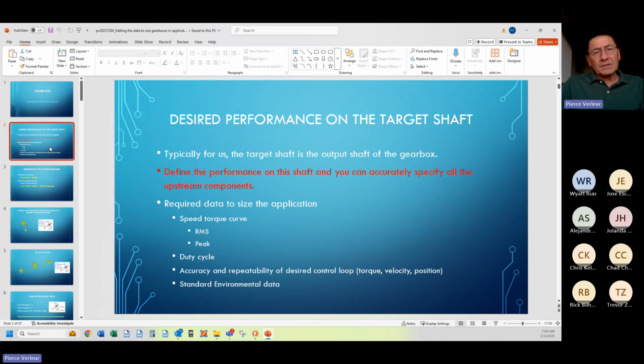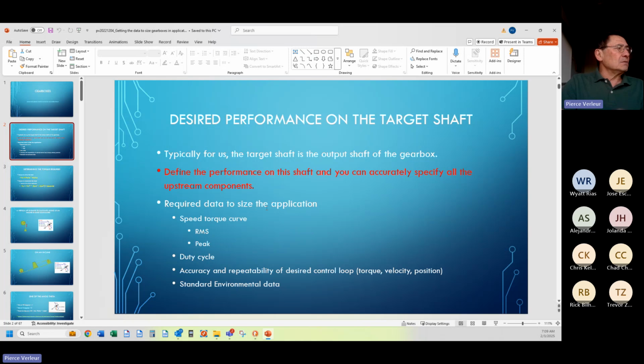And what's really important, especially if you're in the sales field, is that once you define the target shaft performance, you can then accurately specify all the components right on up to the three-phase power supply, or in the case of hydraulics, the hydraulic power supply, or in the case of air, the pneumatic power supply. Now that gives you accurate data to quote more than just the gearbox. You quote the motors, you quote the controllers for the motors, various sensors, any encoders necessary, etc., etc.